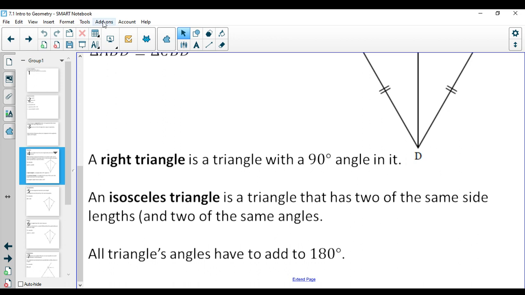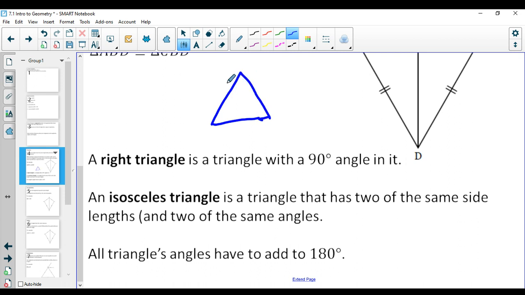An isosceles triangle would have two sides that are the same length. I tried my best there. That almost looks like they're all three. But if two sides are the same length, then these angles are also going to be the same. That's an isosceles triangle. And all triangles add up to 180 degrees, right? So if this was 50 degrees and this was 50 degrees, that adds to 100, so to add to 180, I would need this one up here to be 80 degrees. Just a quick example.